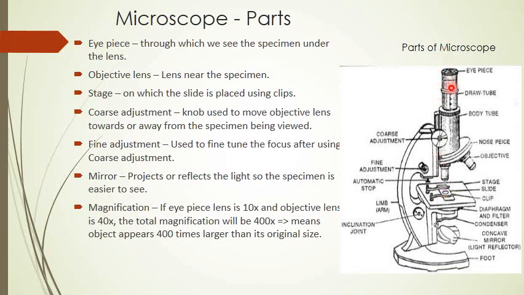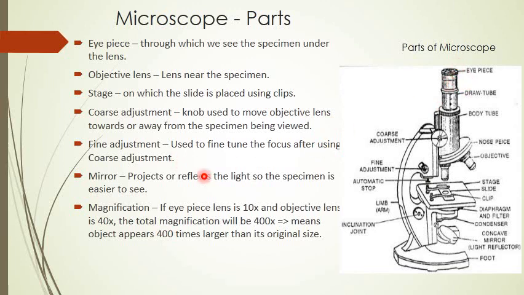Based on the eyepiece lens and also the objective lens magnification, getting the object clear is decided, and we use that particular magnification to make the specimen more clear. Through these, the object appears 400 times larger. It may be very small, but it looks 400 times bigger when viewed under the microscope.